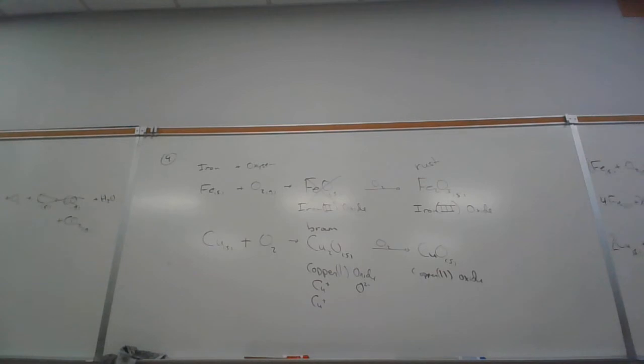Double replacements are easy to predict. How would you name the first one here? Fe2(SO4)3. Is that di-iron tri? No, we don't use those di-, tri-, tetra- prefixes with ionic compounds. This is an ionic compound, a compound of metal and non-metal. We call that what?